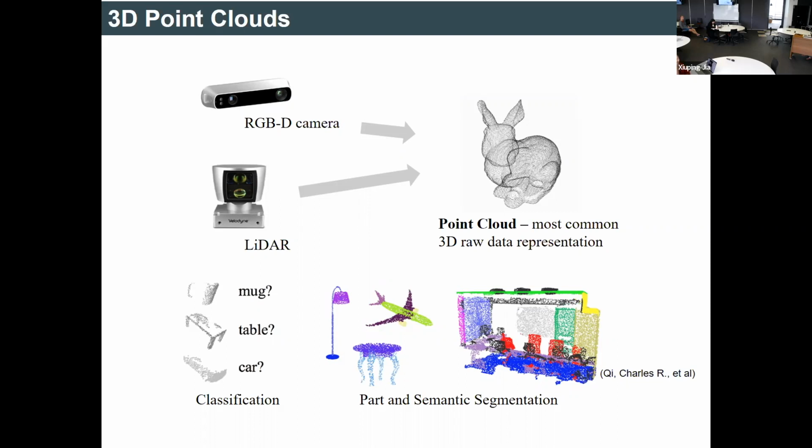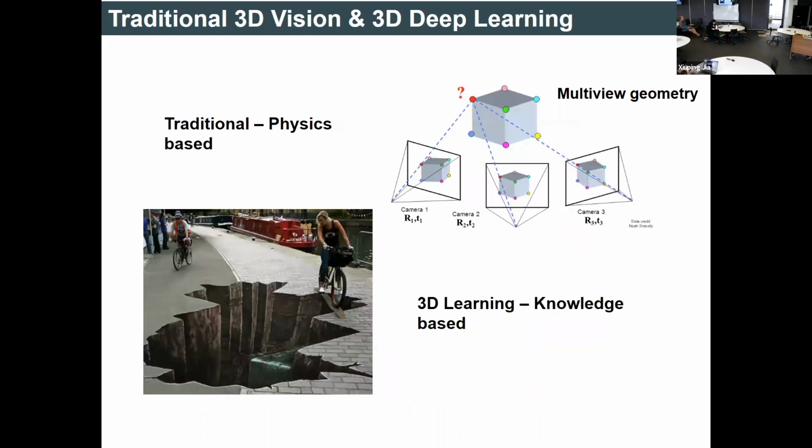This is sometimes called segmentation. We can see this part belongs to the desk, or this part belongs to the person. So we refer to these types of learning tasks as classification tasks and segmentation tasks. Of course, there are other types of applications such as object detection and tracking, as Professor Min was talking about. So the question is really, how can we do deep learning on 3D?